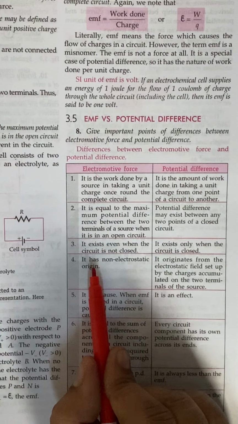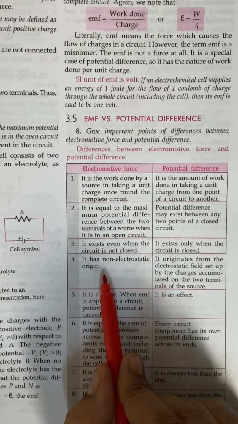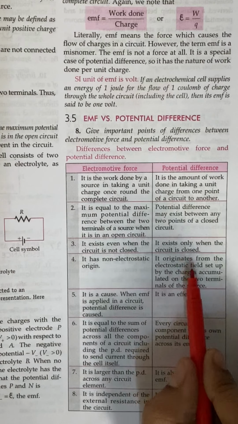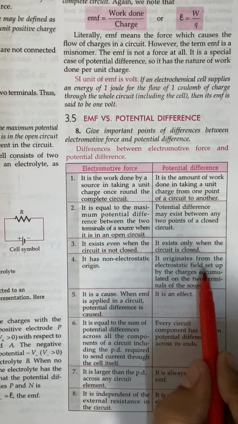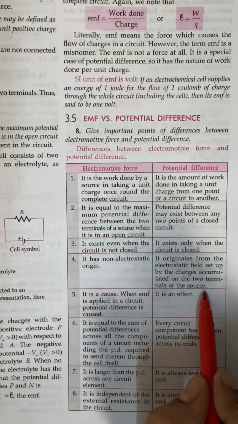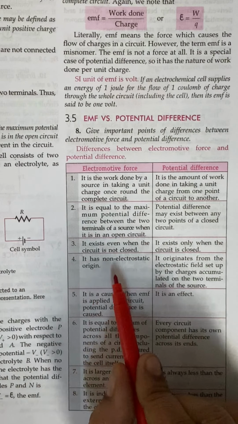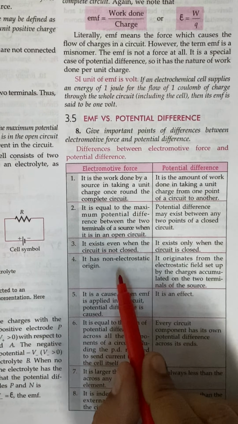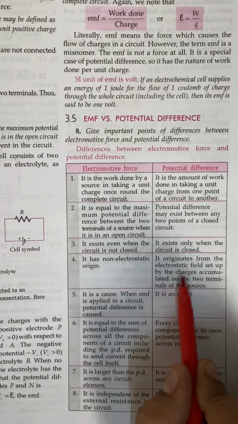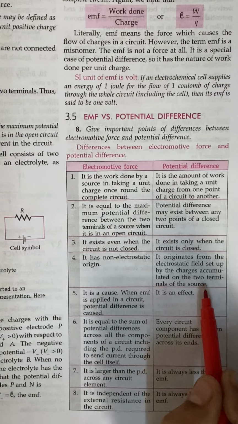Okay, now EMF has non-electrostatic origin. As I said, the chemical reaction is the origin for the electromotive force. But the potential difference originates from the electrostatic field which is set up by the charges which are accumulated on the two terminals of the source. That means when the non-electrostatic origin creates the electromotive force, then simultaneously the electrostatic field is set up by piling up the charges. This also we have studied. Okay, and that's how the potential difference is created.